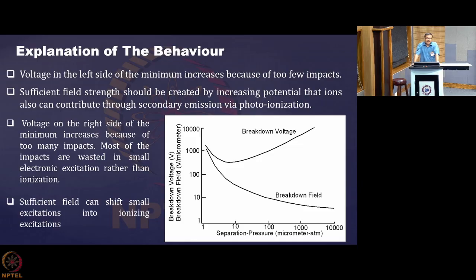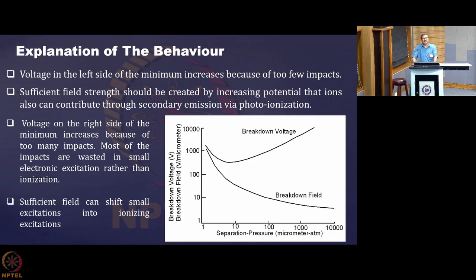So we see that this is the PD minimum and this is the minimum breakdown voltage. On either side of this PD minimum, the curve is increasing. So here also it is increasing, and on this side also increasing. On the left hand side of this PD minimum, why is it increasing? Because you are reducing the PD. So for a given discharge gap, basically you are reducing the pressure. If you are reducing the pressure, there are too few collisions happening to cause the ionization.